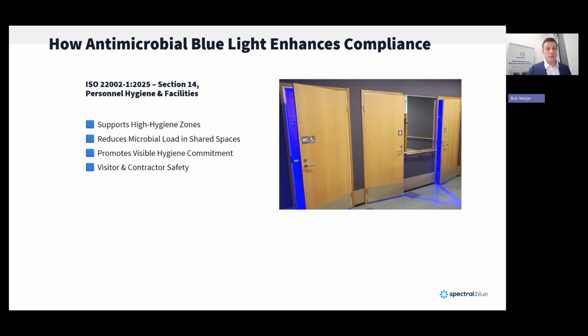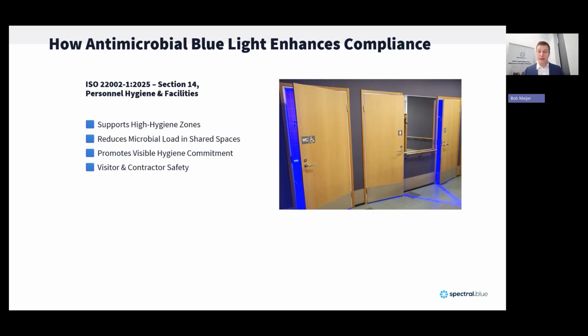How can antimicrobial blue light enhance compliance regarding personal hygiene and facilities? Spectral Blue enhances cleanliness in changing rooms, toilets, and locker areas, critical touch points for personal hygiene compliance. Continuous disinfection in staff canteens, restrooms, and corridors helps prevent cross-contamination from personal items, clothing, and behaviors.